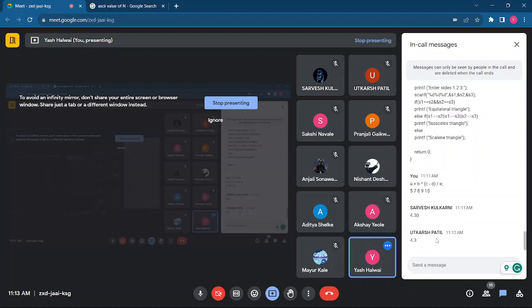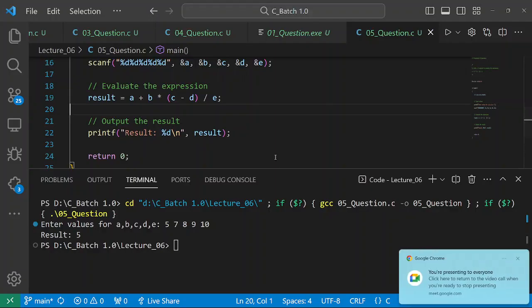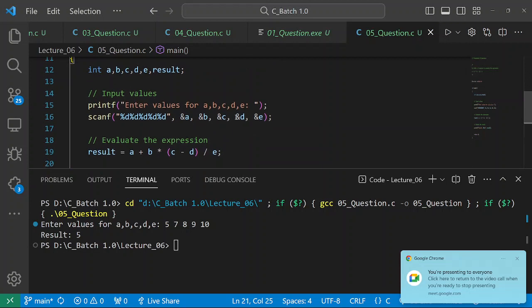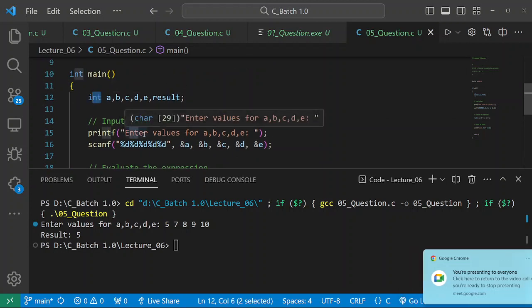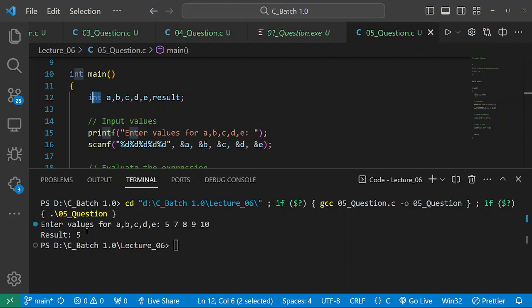Nishant, speak. So listen, float clearly. Yeah, float. I have not taken a float. I have been using an int. So whatever result I will be getting, I will be getting it in int.